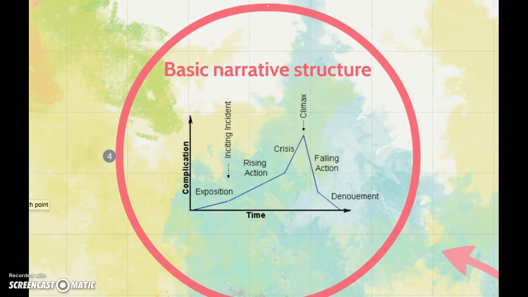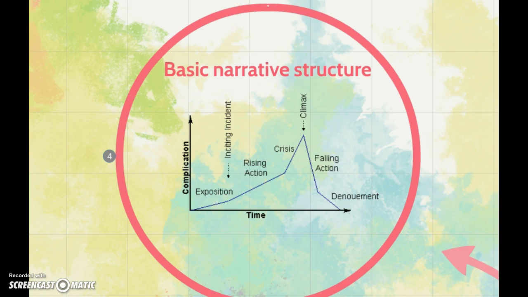In this graphic, you can see the basic structure of a piece of narrative writing. If you notice, the y-axis shows that complication in the story is increasing, and the x-axis shows that time is passing. At the very beginning, we have our exposition, and in class, we often call that our lead. That'll be the first paragraph or two of your writing where you are drawing your reader in with your lead and then providing great details about the setting and the characters.